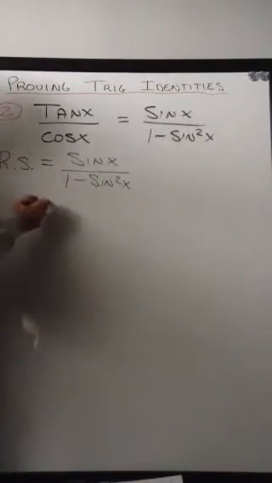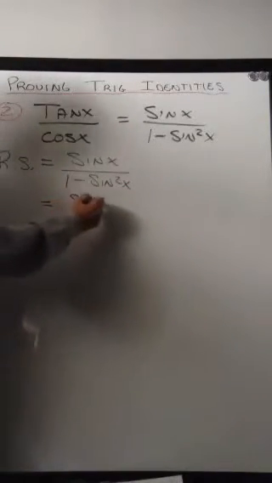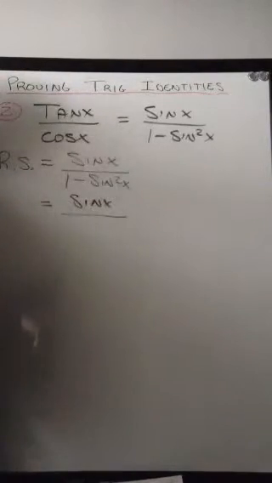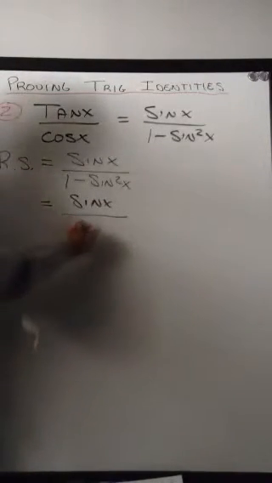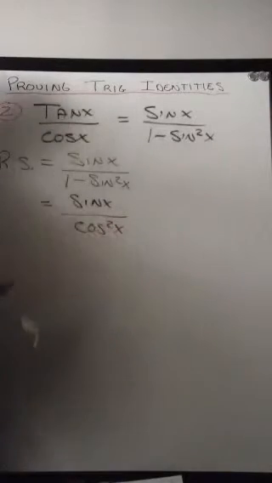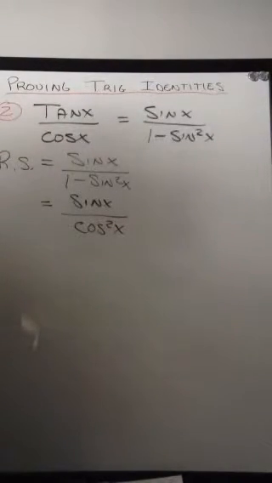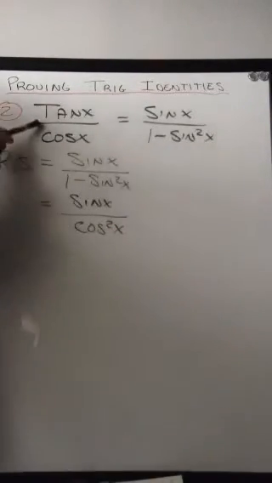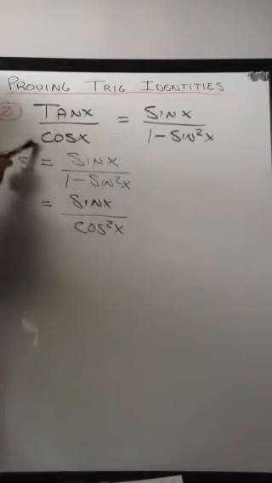So we are going to replace 1 minus sine squared x with what it's equivalent to, which is cos squared x. Now, don't totally ignore the other side, I mean don't ignore the left side. This is what I want to eventually get to.